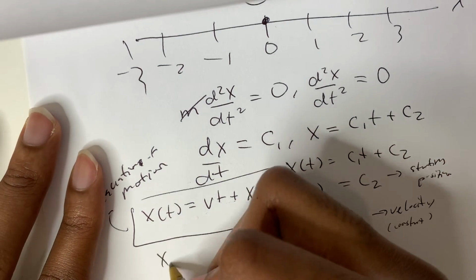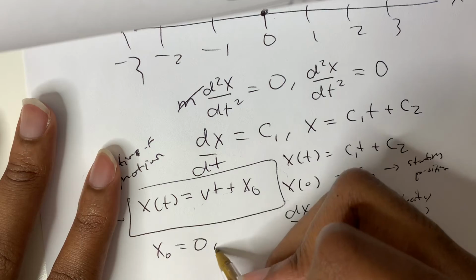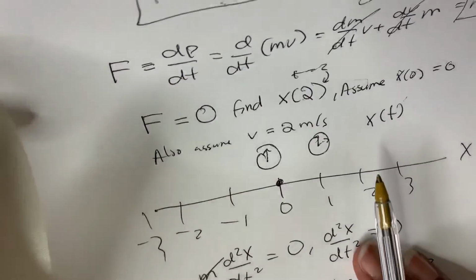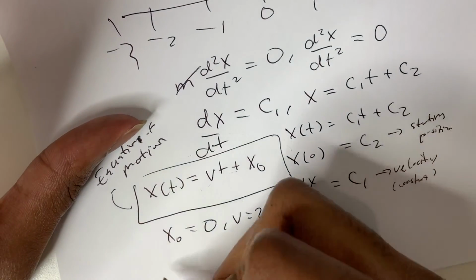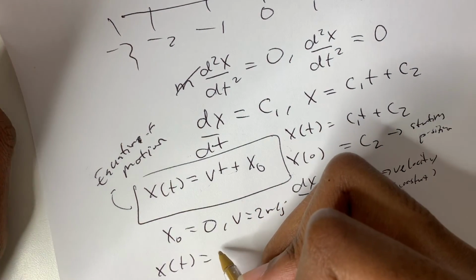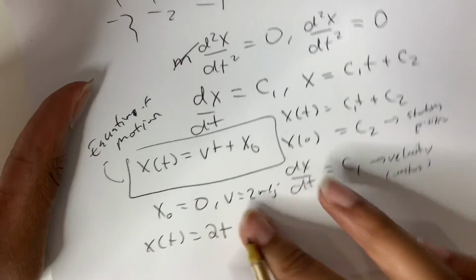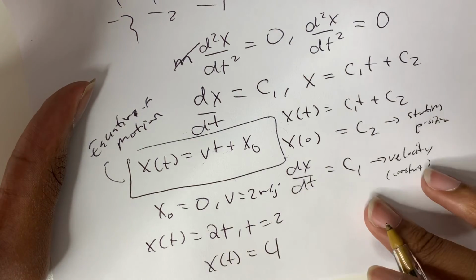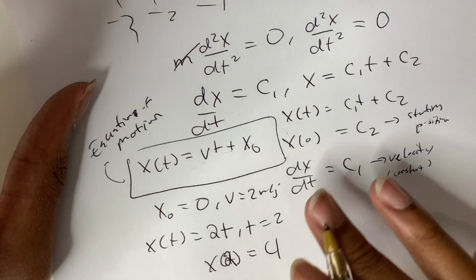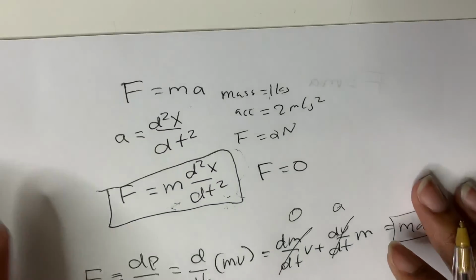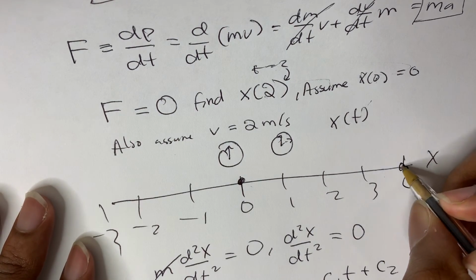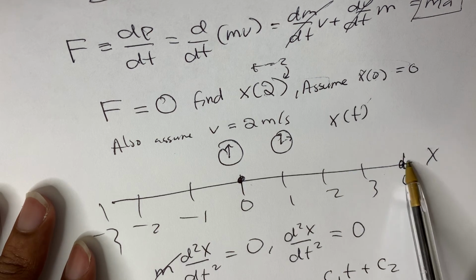So our particle started out at x0 equals 0, right? And the velocity was 2 meters per second. As we see here, this means that x of t equals 2t, and that's it. So at t equals 2, x of 2 will be 4. So this means that in 2 seconds, the particle or object will be at x equals 4.